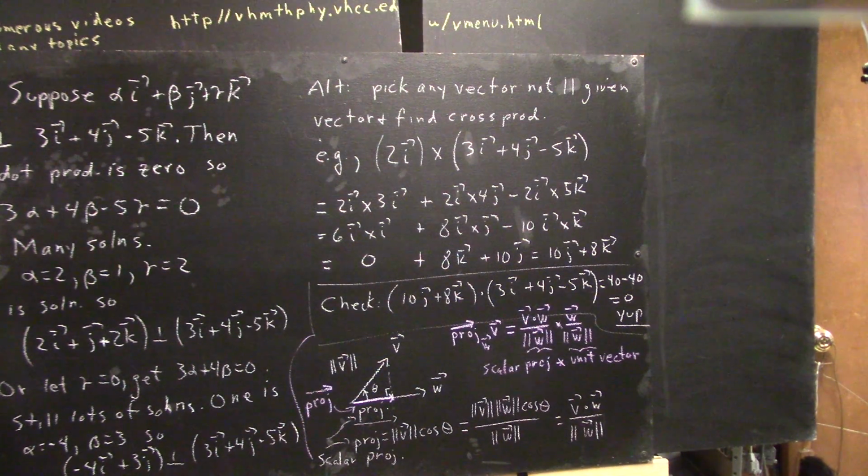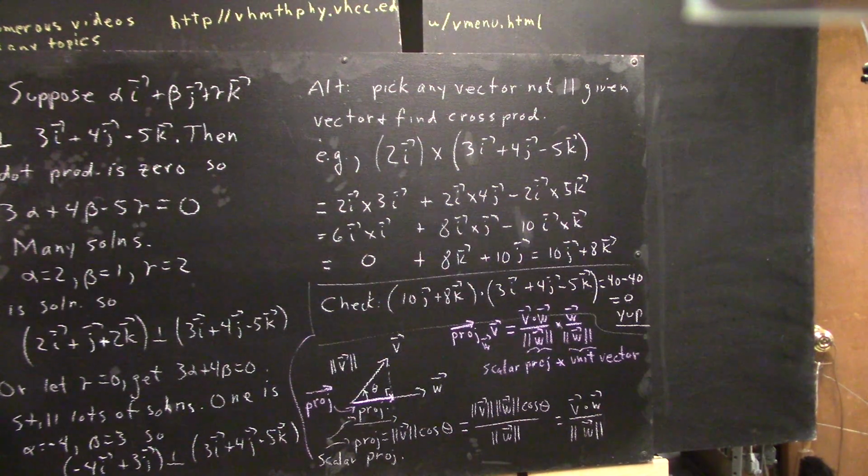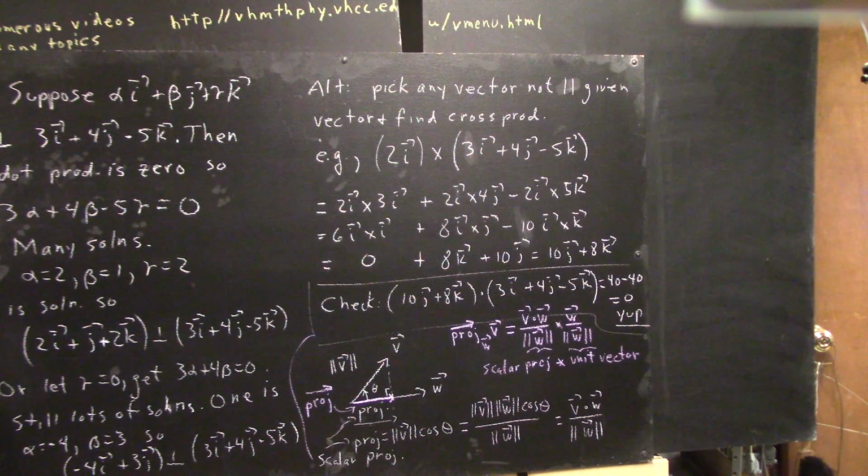Okay? Now, there are infinitely many solutions. We could let any one of these be 0, and we have infinitely many solutions for the other two. So there are lots and lots of solutions to this equation.